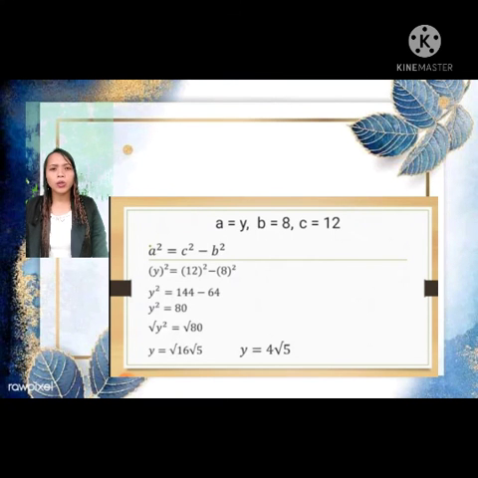So that is how you can use the Pythagorean theorem, or Pythagorean formula, to find the missing sides of a right triangle, either the hypotenuse or any leg that is missing.